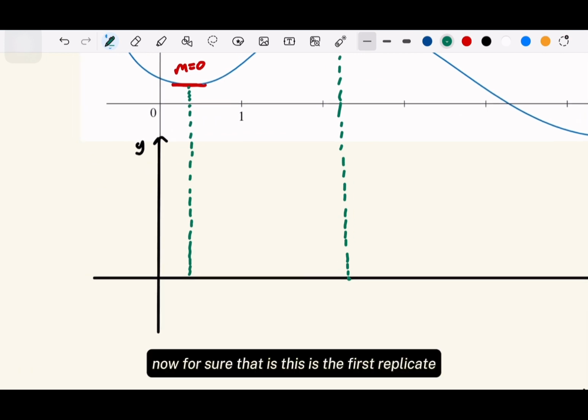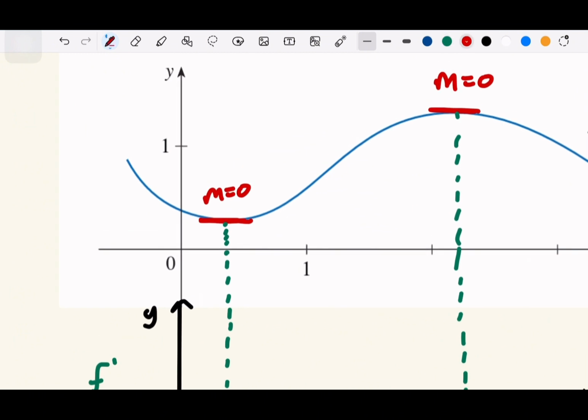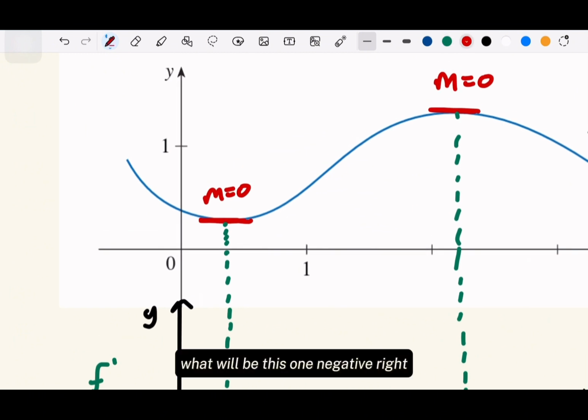Now for sure, if this is the first derivative, the curve of the first derivative should be crossing this and this, but from where to where? Okay, then we can see. What will be this one? Negative, right? So let me just write, and this is just an assumption, okay? So let this m be, let's say, -1. But we know that this is negative, okay?